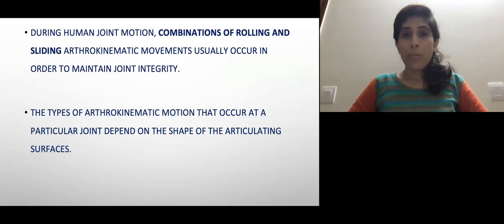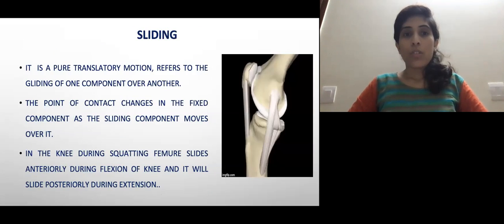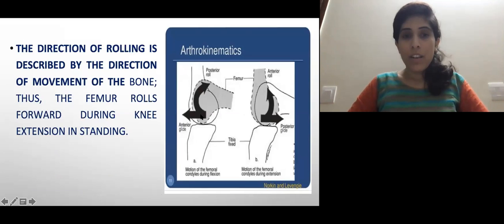In normal human joint motion, most of the motions occur as a combination of rolling and sliding. Sliding is also called gliding motion, so we can use the name sliding or gliding. In this example, this small arrow is indicating the direction of sliding. With the same example, during flexion, sliding is in the anterior direction, whereas rolling is in the posterior direction.